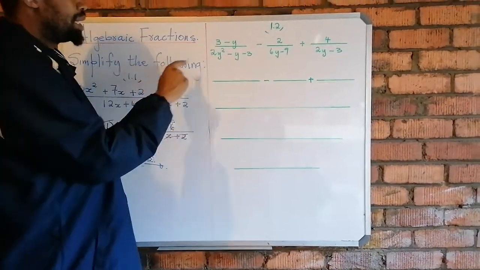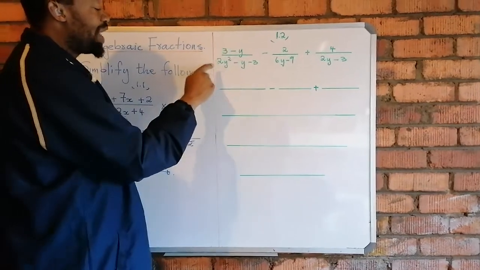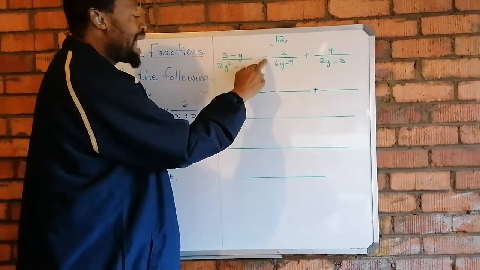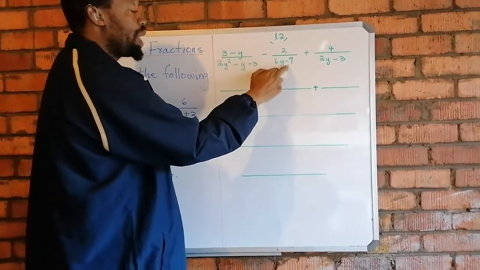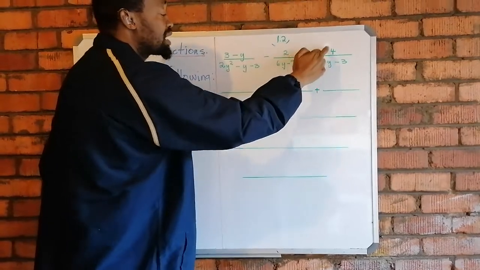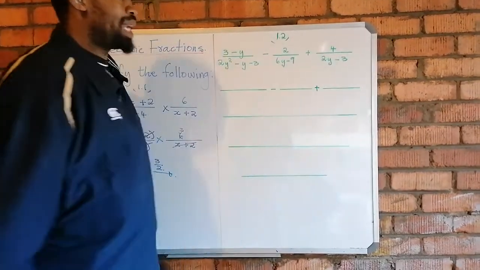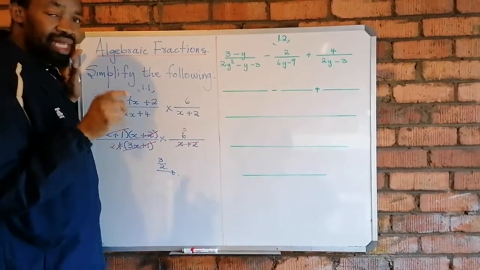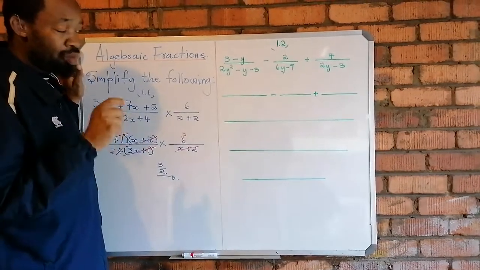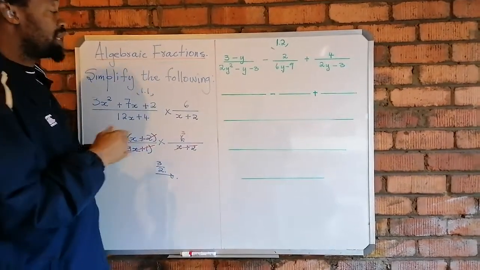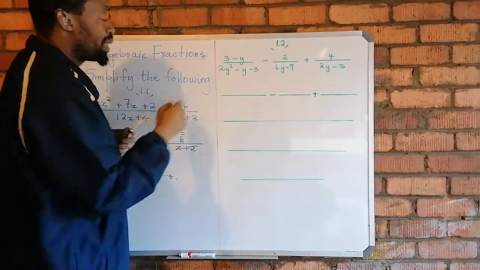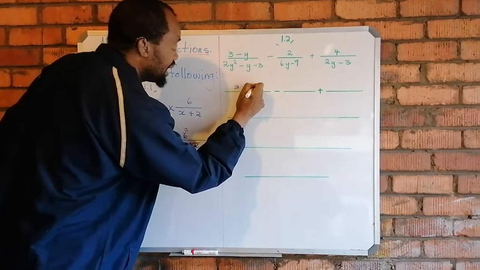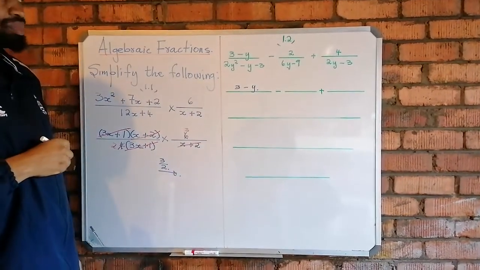The second one is (3 minus y) divided by (2y squared minus y minus 3), minus 2 divided by (6y minus 9), plus 4 divided by (2y minus 3). Again, folks, check each and every expression whether it can be factorized or not. Now, I'm checking the first one. It is just a 3 minus y. I cannot factorize that. I write it as it is.